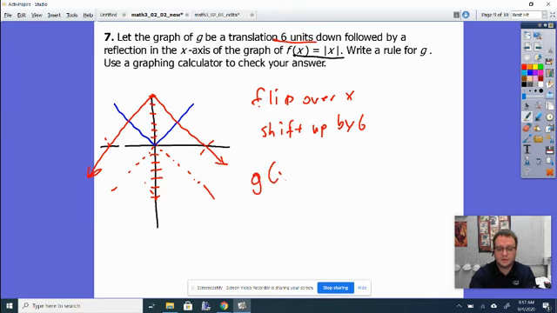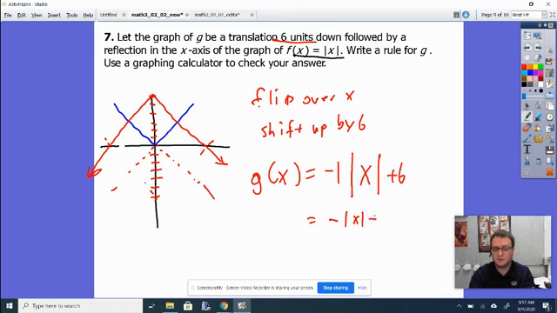Okay, putting that back into our original equation. Now we've got g of x. The flip over x is basically a -1 x. I'm not shifting left or right, so I don't have an h. And then I'm moving up 6. I don't really need this -1 because 1 times anything is just that thing. So a negative absolute value of x plus 6. So this is my rule.